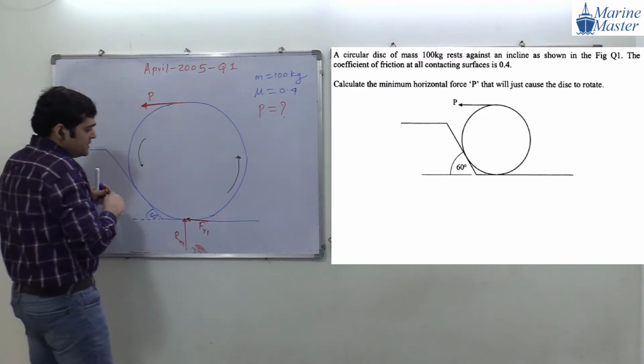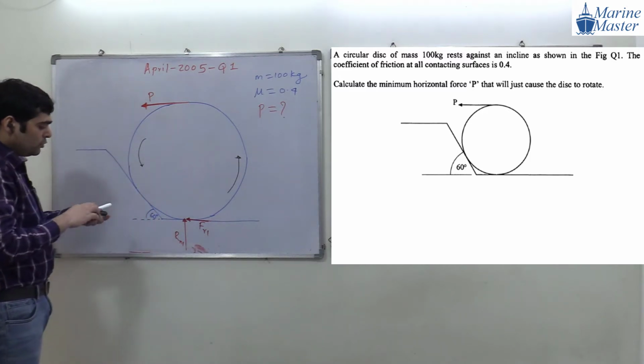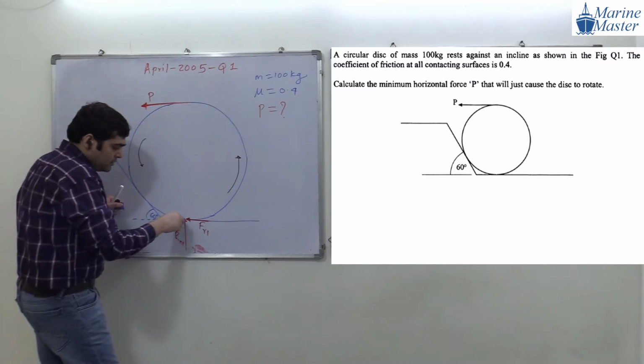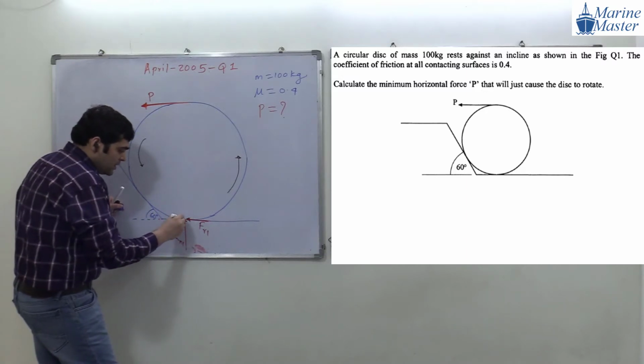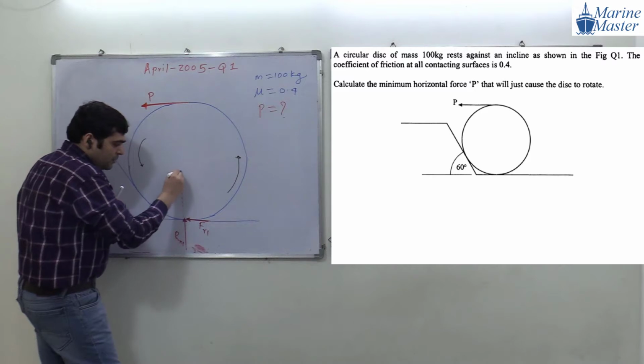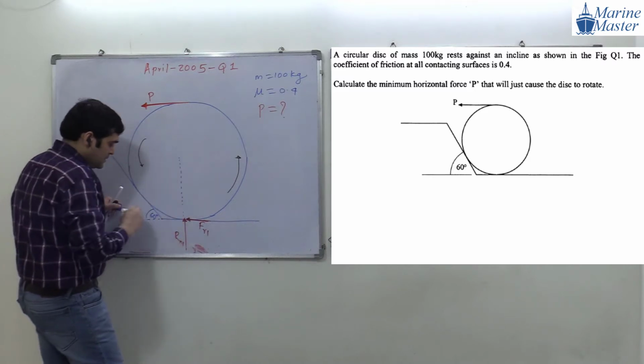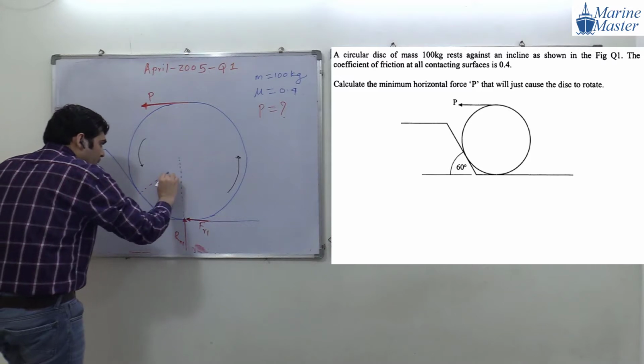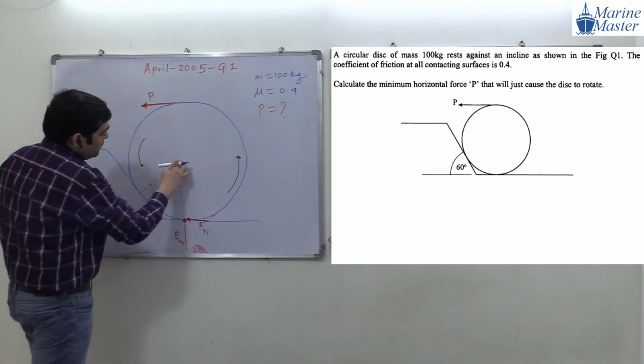This is the center of the disc. See how I am going to draw the center. See guys, this Rn is normal. From this point I am going to draw one perpendicular line. From here also I am going to draw a perpendicular line. So this will become what, guys?